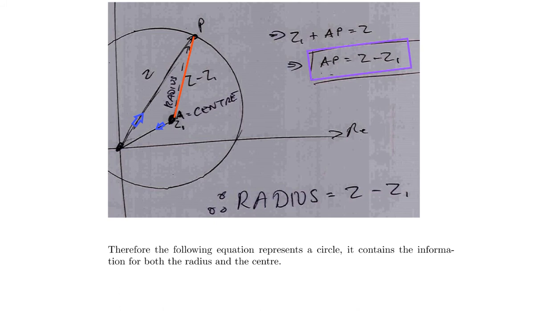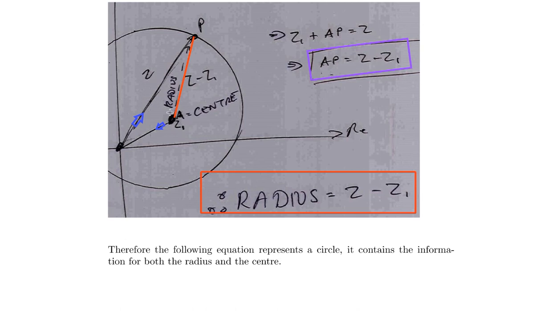Now, we can conclude, therefore, that the radius, let's say it again nice and loud, the radius is Z minus Z1 for this diagram. And I've stated here, therefore, the following equation represents a circle. It contains the information for both the radius and the center.